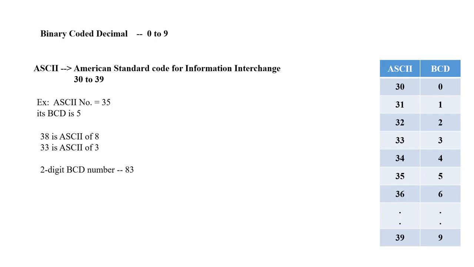But here it's not like that. It is ASCII to packed BCD. It means that suppose we are given two ASCII numbers, 38 and 33. First we'll extract 8 from 38, then we'll extract 3 from 33, and we will swap the 8, that is 08, in order to get the MSB, that is 80. Then we'll add 03 with 80 to get 83. That is nothing but the 2-digit BCD number.